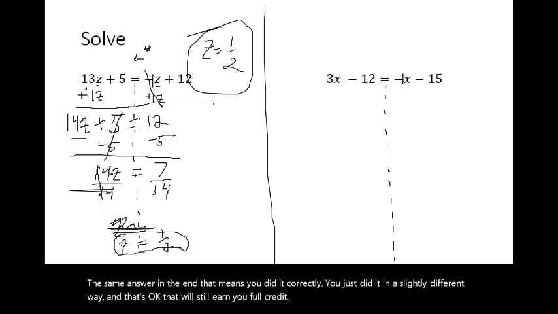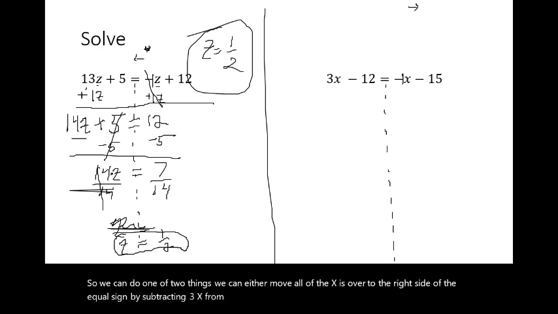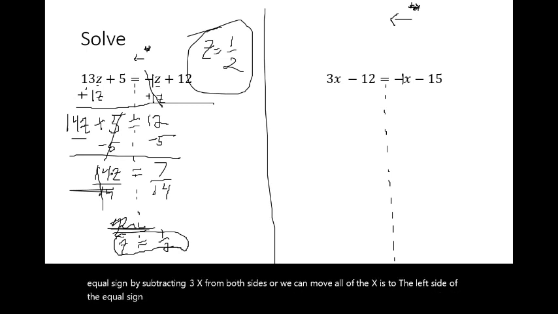So we can do one of two things. We can either move all of the x's over to the right side of the equal sign by subtracting 3x from both sides. Or we can move all of the x's to the left side of the equal sign by adding 1x to both sides of the equation. I like adding better, so I'm going to add 1x to both sides of the equation.